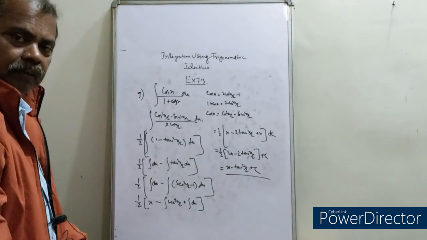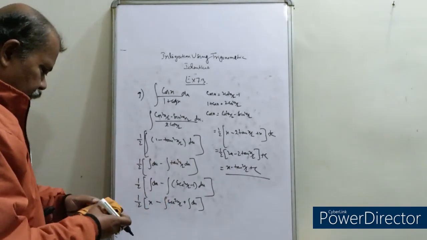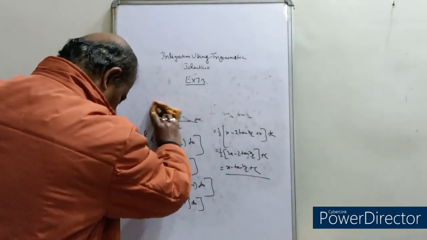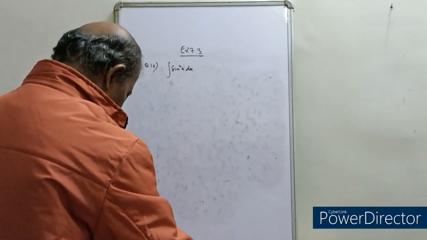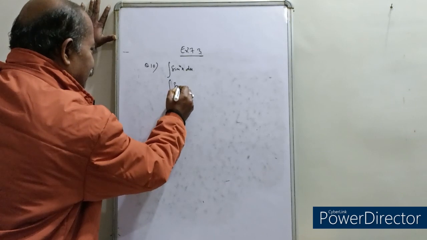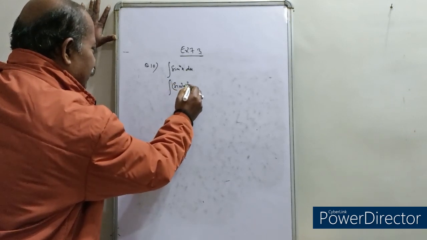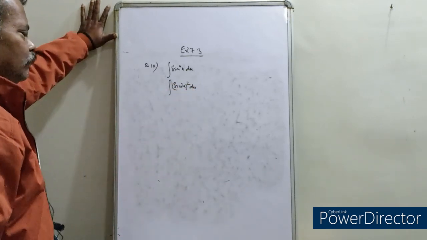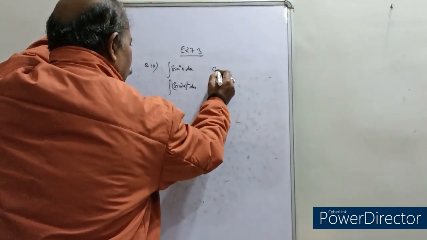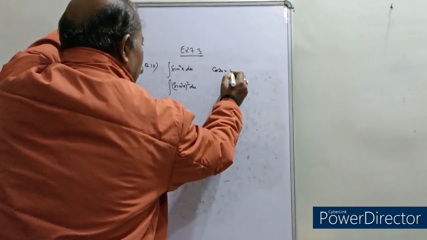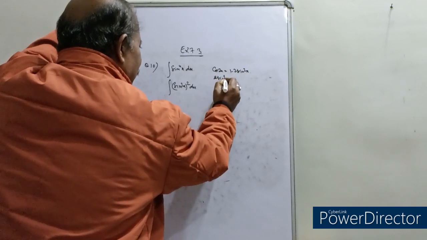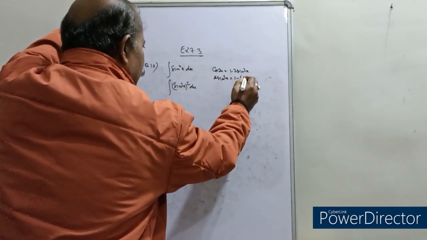Question number 10. In question number 10, here again, how am I going to integrate it? So here you see that it is sine square x the whole square dx. Now for sine square x I am going to take the help of this formula: cos 2x is equal to 1 minus 2 sine square x. So your 2 sine square x will be equal to 1 minus cos 2x.